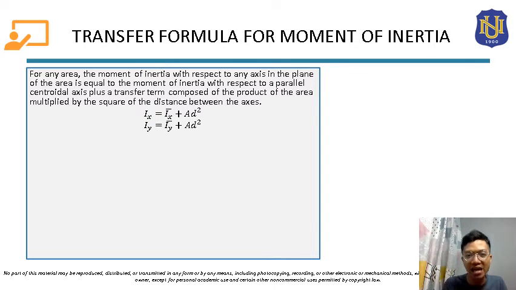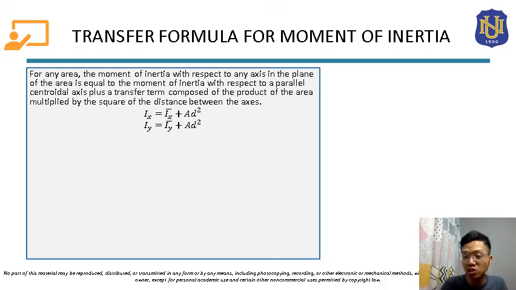So this is Ix equal to Ix bar plus Ad squared. This is just similar if you want to solve the moment of inertia with respect to any y-axis. So this is Iy equal to Iy bar plus Ad squared. In these formulas, Ix bar here is the centroidal moment of inertia of the area that you are considering. The area for that is already established.